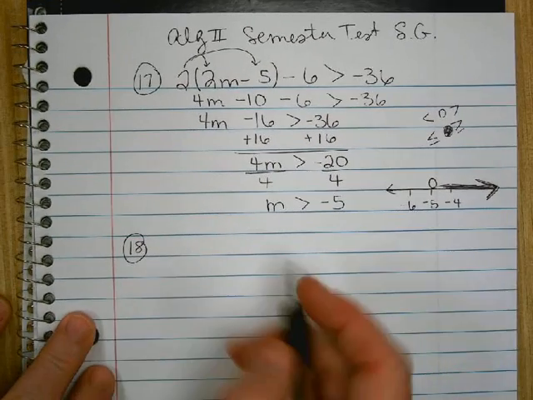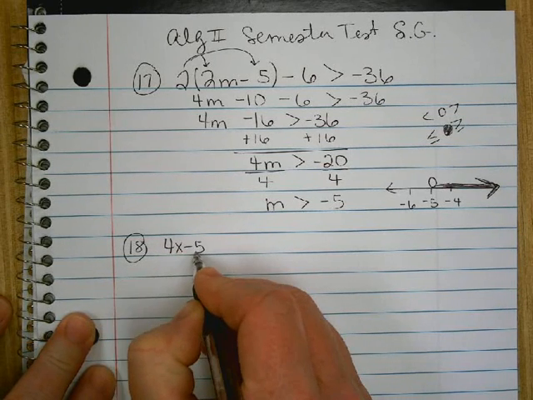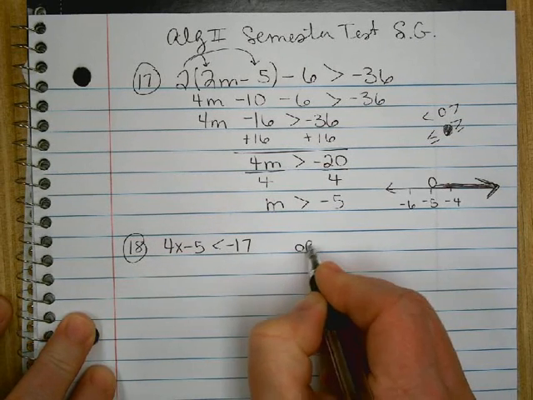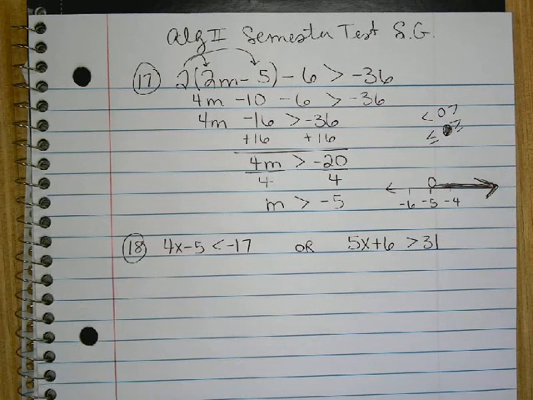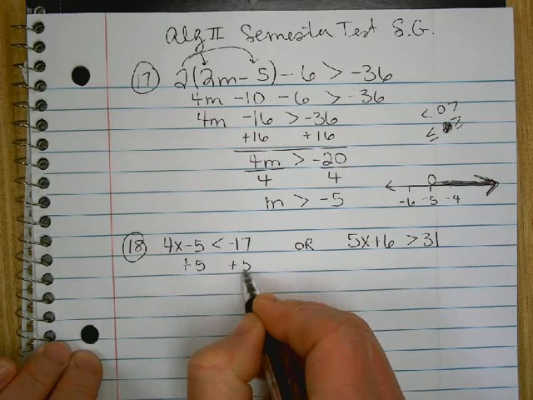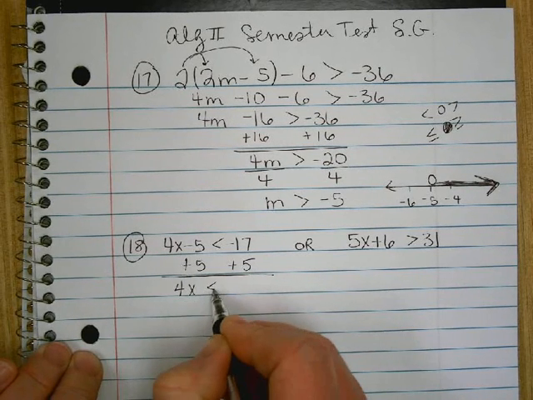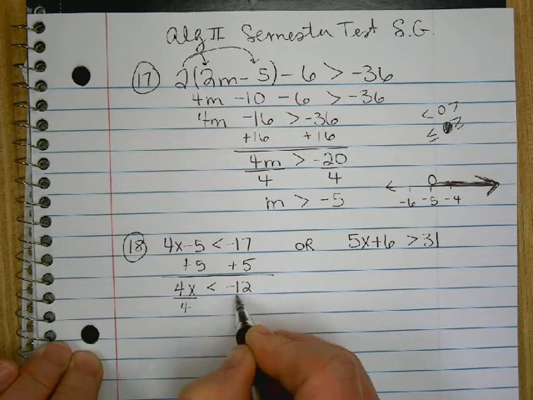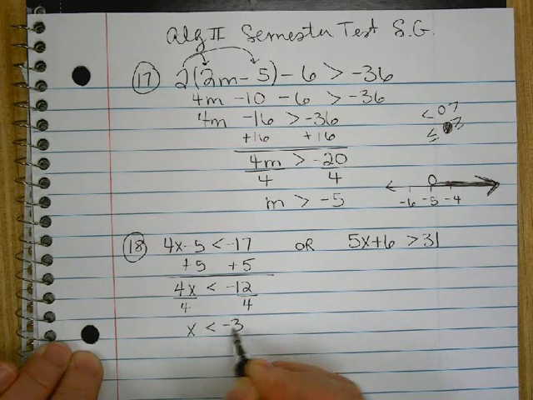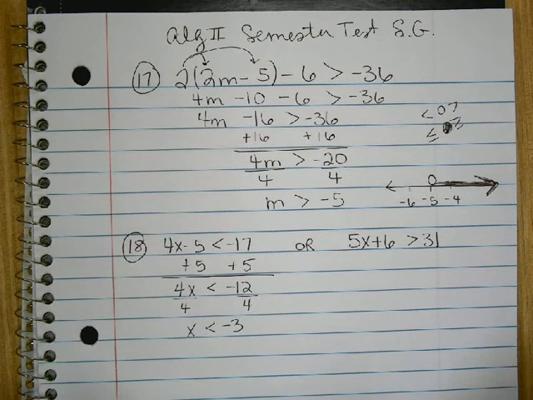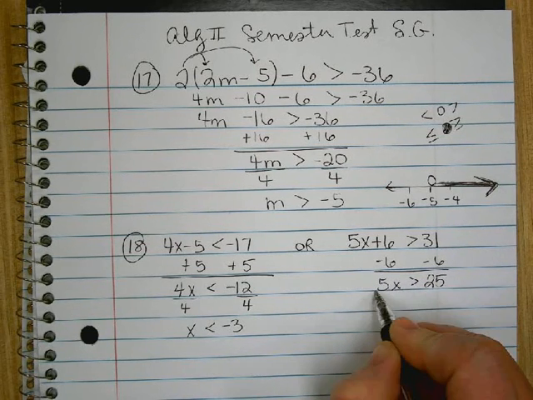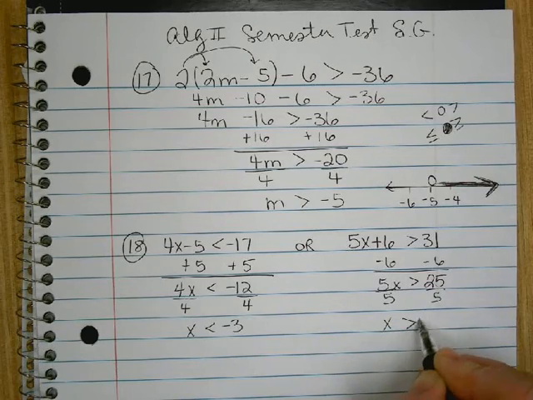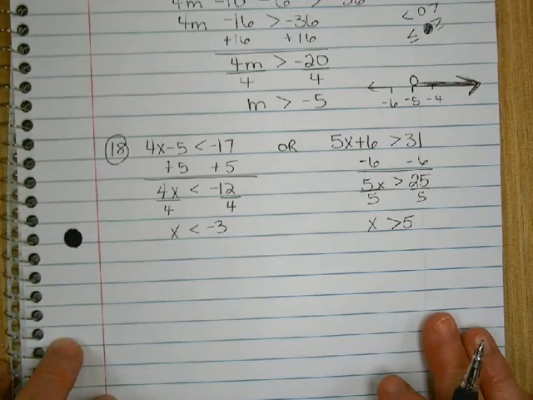18 says 4x minus 5 is less than negative 17, or 5x plus 6 is greater than 31. So we solve each of these independently. Add 5 to each side. 4x is less than negative 12. Divide by 4. x is less than negative 3. Solve the second one. Subtract 6 from each side. 5x is greater than 25. Divide by 5. x is greater than 5. Then you have to graph both of them.